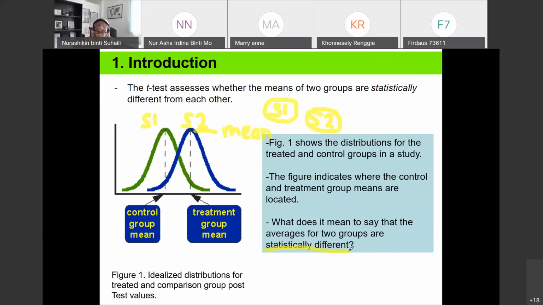Okay, so let's say, can you see the scribbles that I do here, guys? Yes, doctor. Yes? Okay.